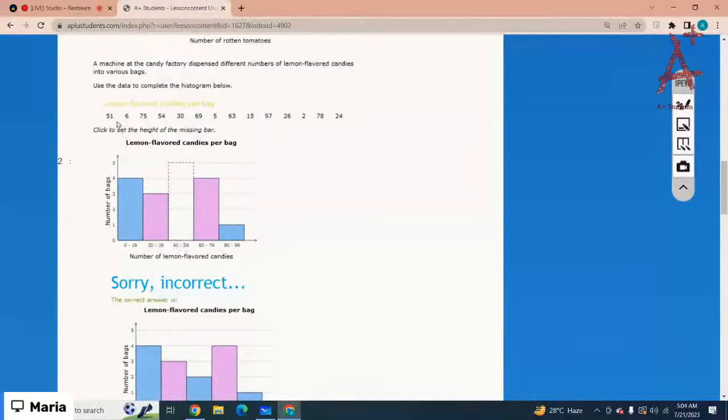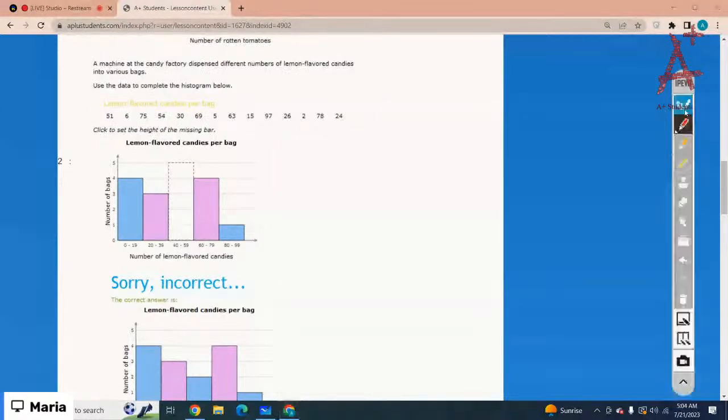1, 2. You have just two values that are between 40 to 59. They are 51 and 54. So the bar you have to add is here, you have a missing bar between 40 and 59, so you just have to add it. It is like this.